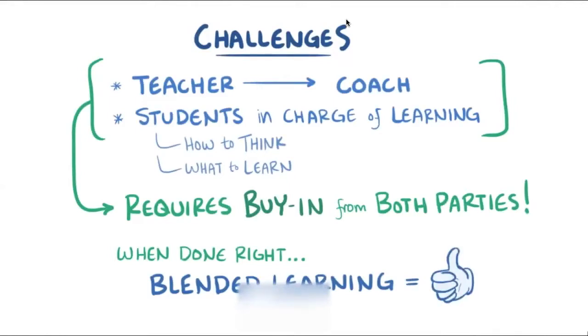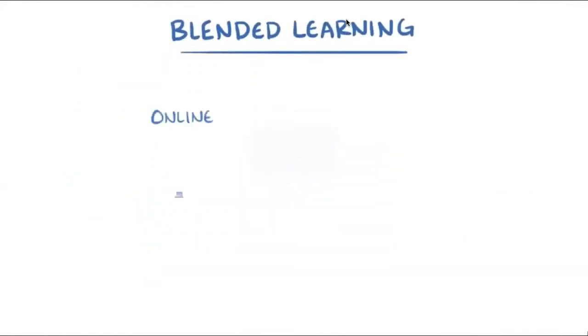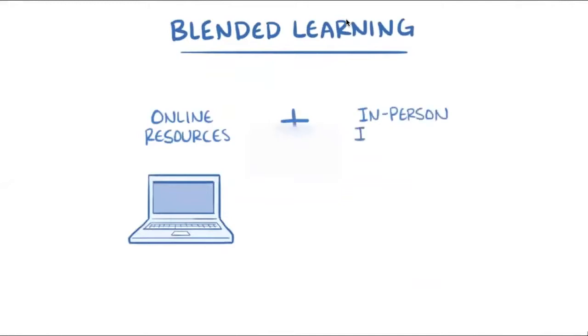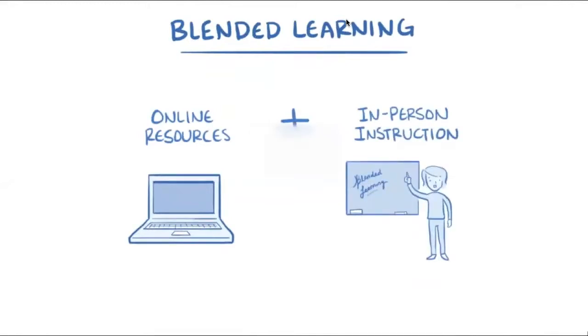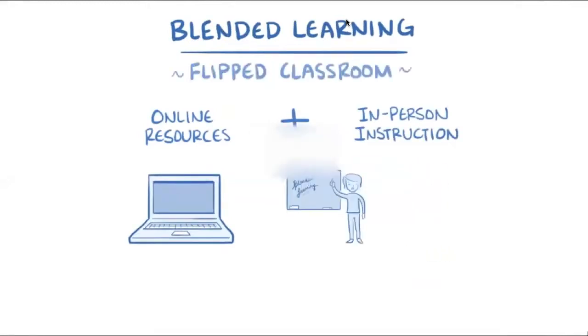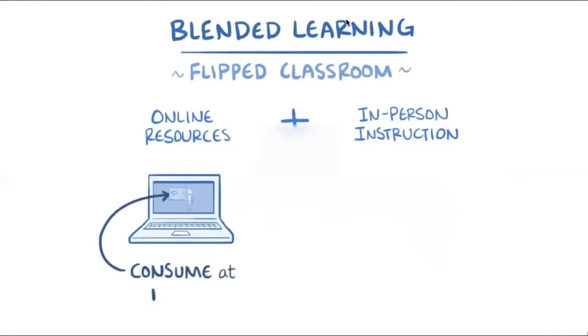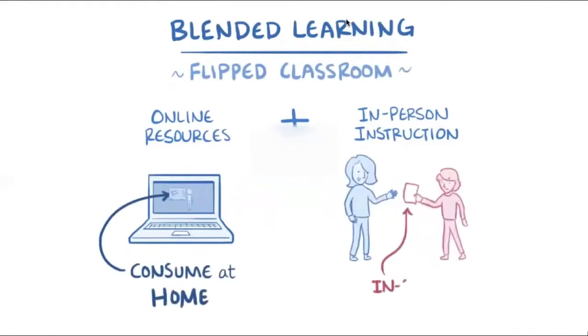All right, so as a quick recap, blended learning combines online resources with in-person instruction. And one type of blended learning is the flipped classroom, where students consume their lecture resources at home and spend class time doing in-class activities. This allows the teacher to change from a passive sage on the stage to a more active guide on the side, facilitating a student-focused learning model.